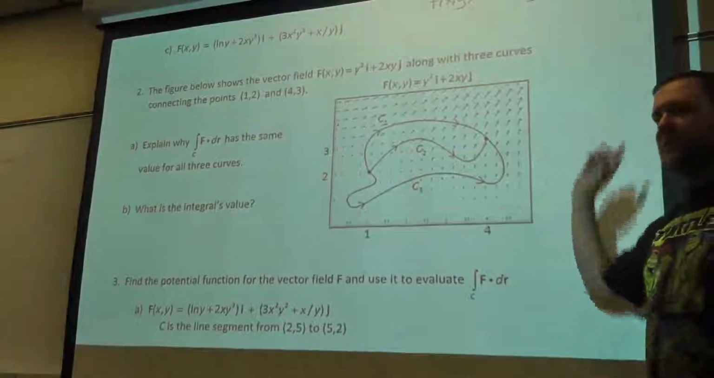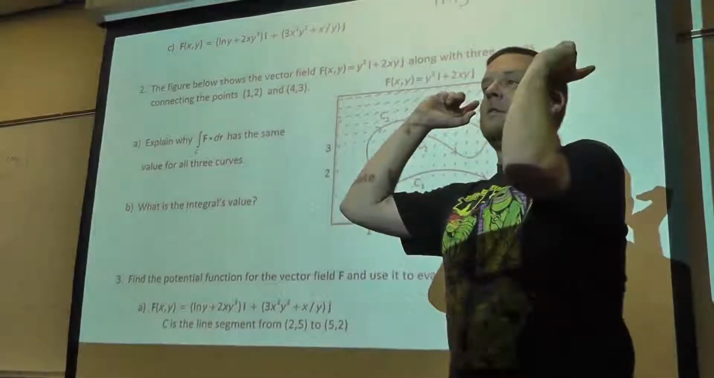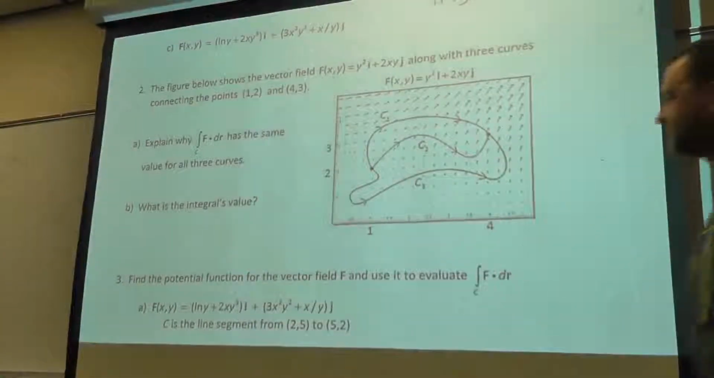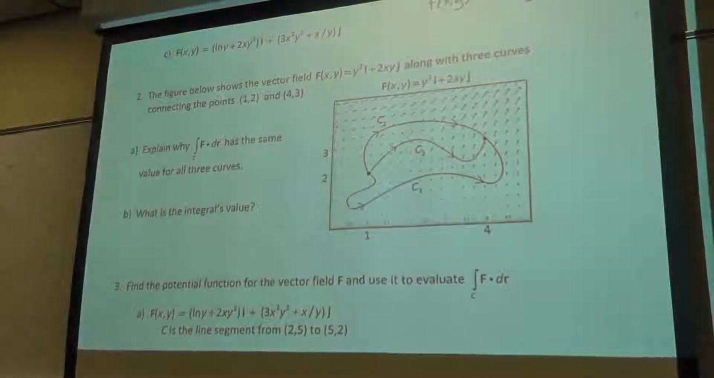Any one of those three line integrals gives the same answer because of the path independence, which comes from the vector field being conservative. All right, so that's what the FTLI and conservative vector fields are all about.